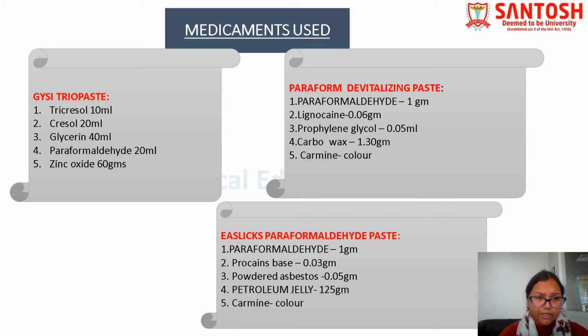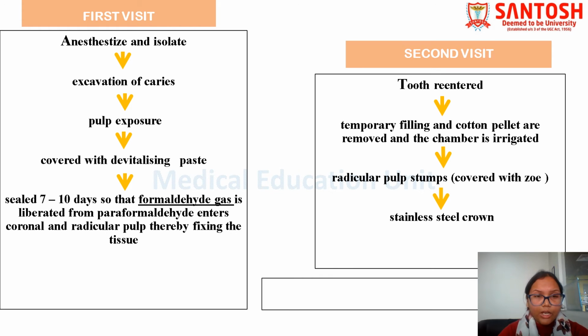The medicament used will be Gysi's trio paste, paraform devitalizing paste, or Asfix paraformaldehyde paste. In the first visit, we have to anesthetize and isolate the tooth. We have to excavate the caries, and then we have to de-roof the pulp chamber, and then it will be covered with the devitalizing paste.